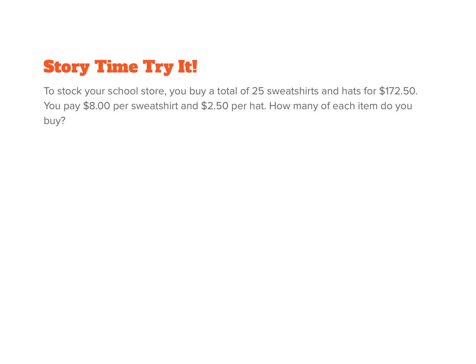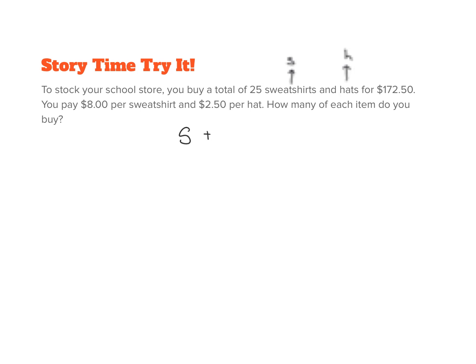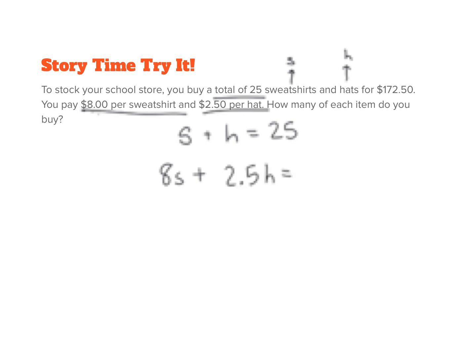Alright, let's see how you did. So, first things first. I'm going to call this S. I'm going to call this H. And I know that S plus H has to be equal to 25, because it says I bought a total of 25. Okay, if I pay $8 per sweatshirt, that is 8S. If I pay $2.50 per hat, that is 2.5H. And that total is 172.5. Here's my system of equations.